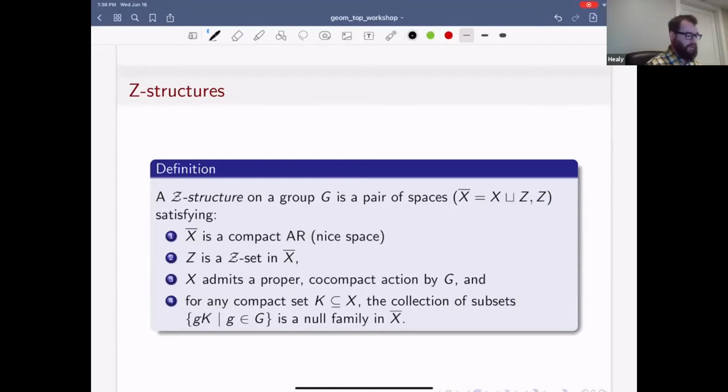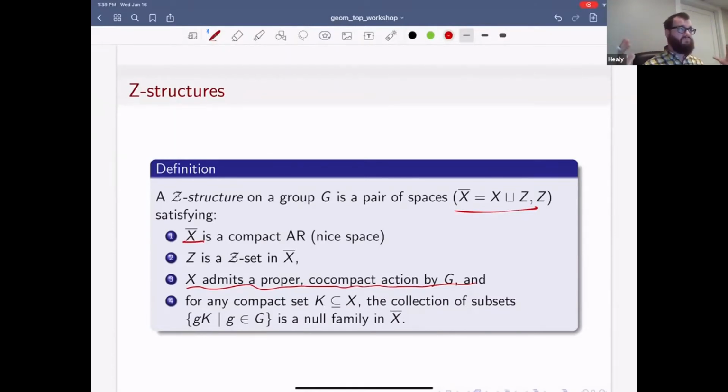Z structure, what you say is it's two spaces, really. It's a space that the group acts on properly and co-compactly, and that's X here, all right? And then it's some Z-set that you attach on here with these conditions. First is that the Z-set needs to compactify the space. Okay, so X bar, which is X together with Z in the way that you topologize it, needs to be compact and it needs to be an AR.